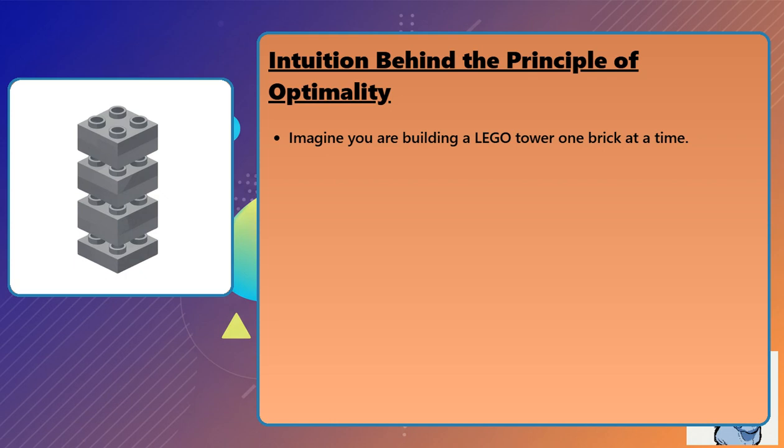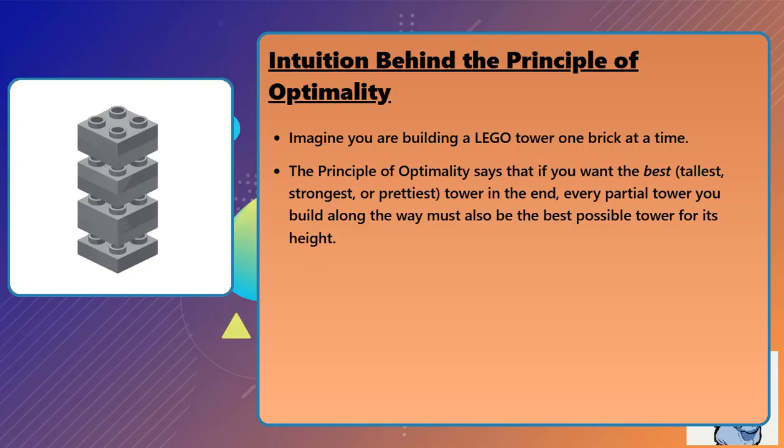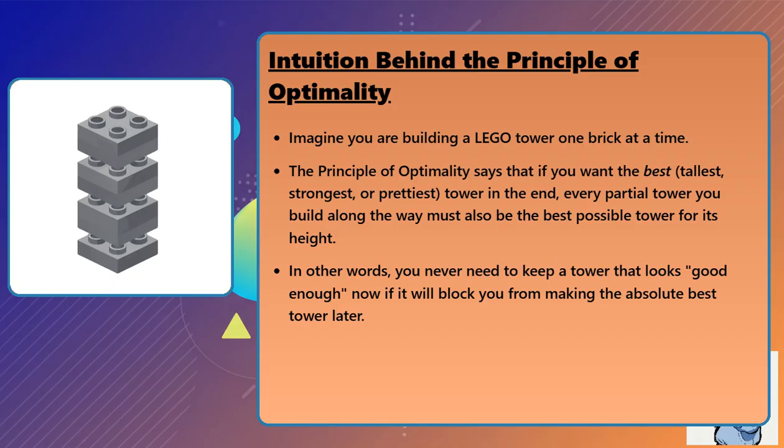Imagine you are building a LEGO tower one brick at a time. The principle of optimality says that if you want the best, tallest, strongest, or prettiest tower in the end, every partial tower you build along the way must also be the best possible tower for its height. In other words, you never need to keep a tower that looks good enough now if it will block you from making the absolute best tower later.